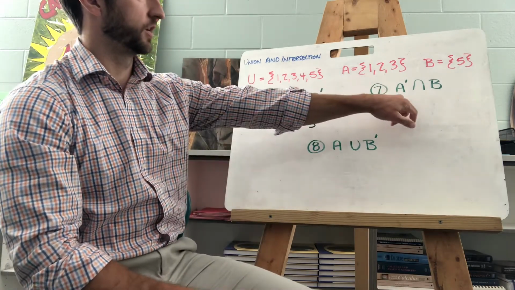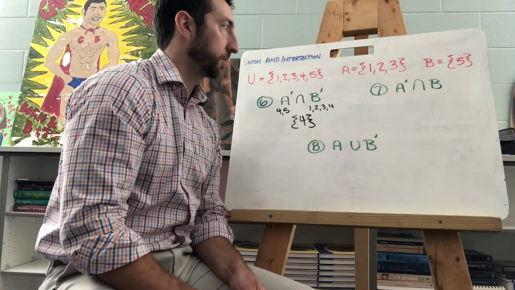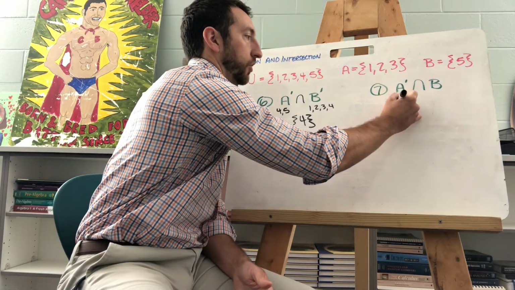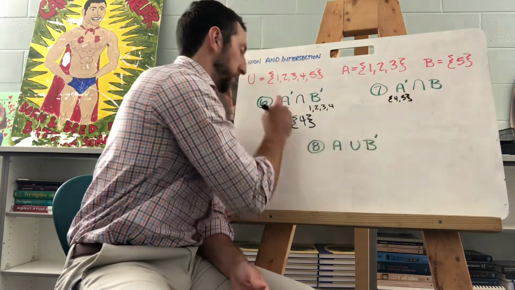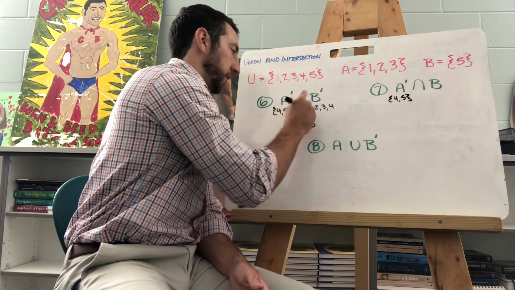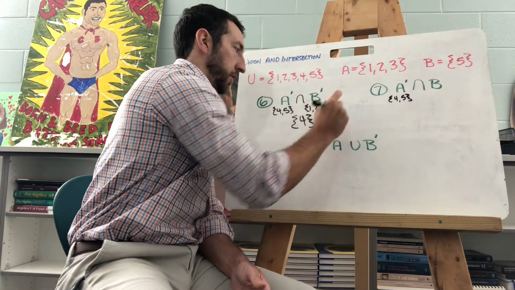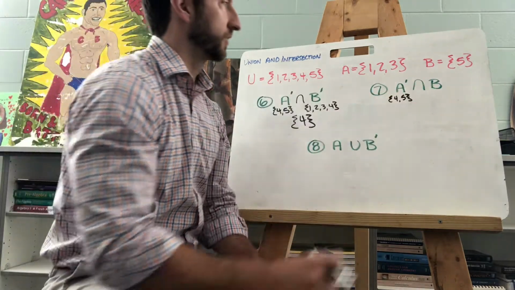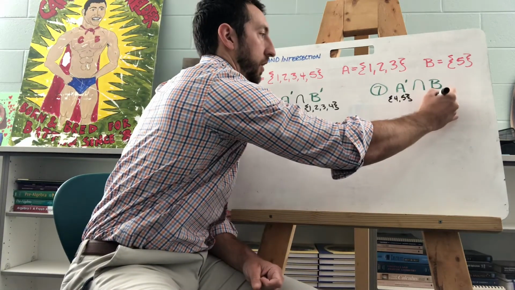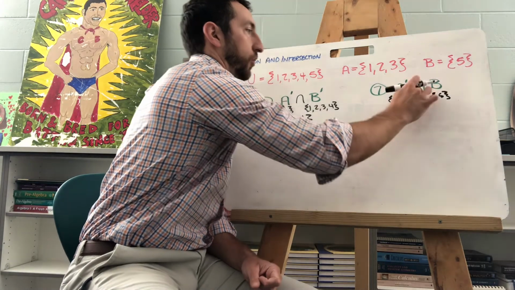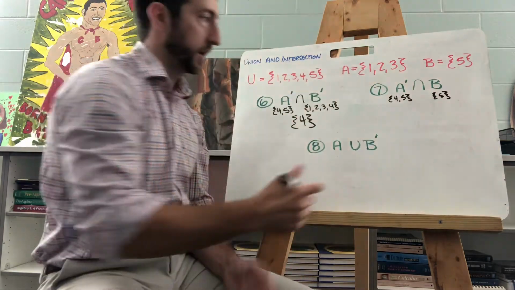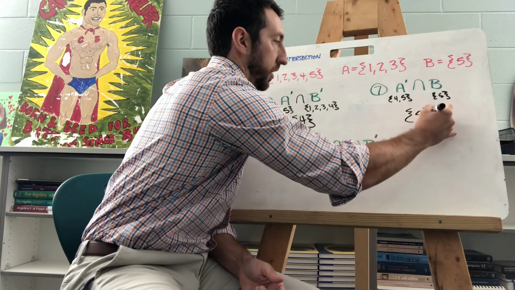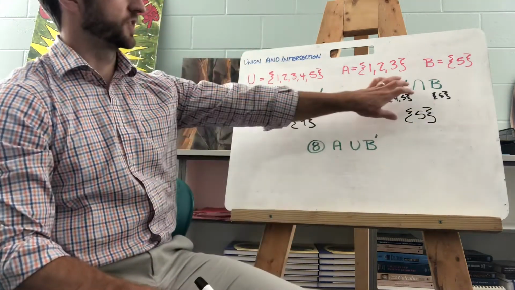All right, so here we've got a complement. That means it's not in A, so remember that means it's 4 or 5. I'm going to put brackets around these. And then B is 5. So our intersection is both of those combined. So it's what's in both of them, and that's going to be 5. So that is our set there.